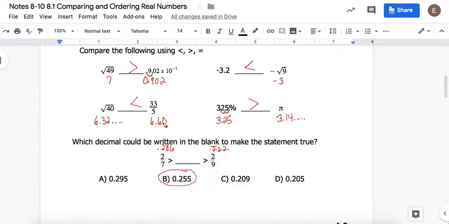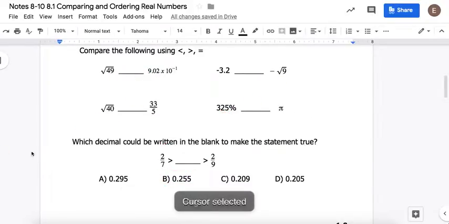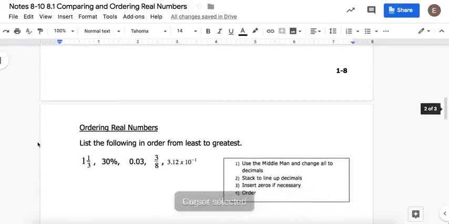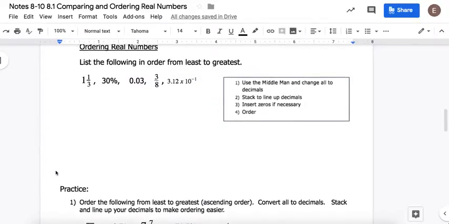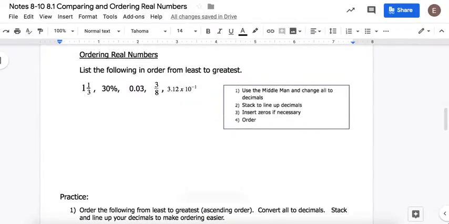Okay, go ahead and turn the page, and let's look at some ordering now. Okay, it says list the following in order from least to greatest, and I always like to underline what it is I'm doing. So least to greatest. And our steps are use the middleman and change all the decimals, or if you prefer percents, do that when you're on your own. Stack to line up the decimals, insert zeros if necessary, and then finally order.